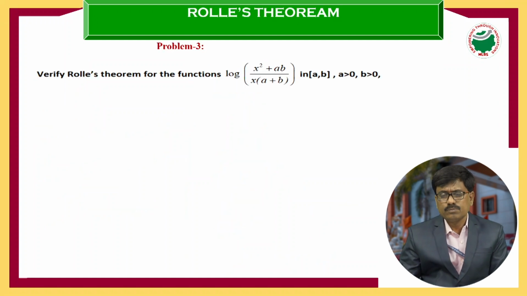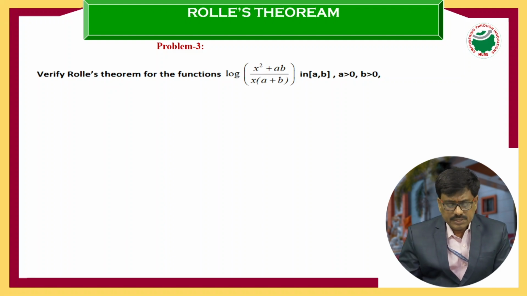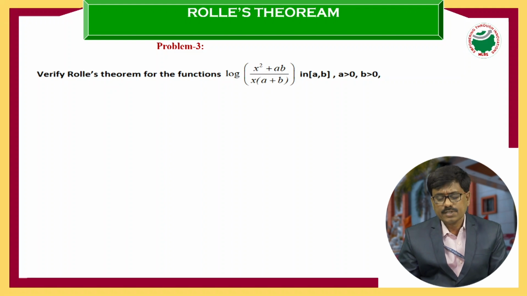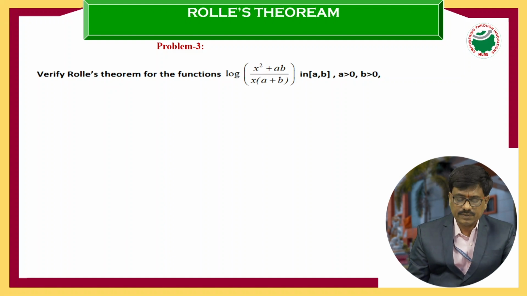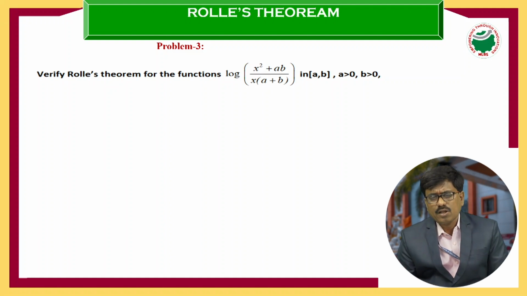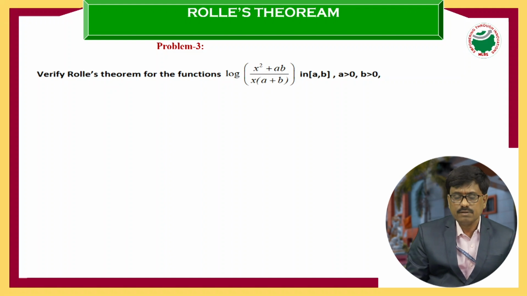Further, I am going to extend one more problem by applying Rolle's theorem. For this problem, verify Rolle's theorem for the function f of x equal to log of x square plus ab divided by x into a plus b in the closed interval a comma b, where a is greater than 0 and b is greater than 0. I am going to apply Rolle's theorem for this function. Already you are familiar with logarithmic functions. A logarithmic function is always a continuous function within a certain domain.